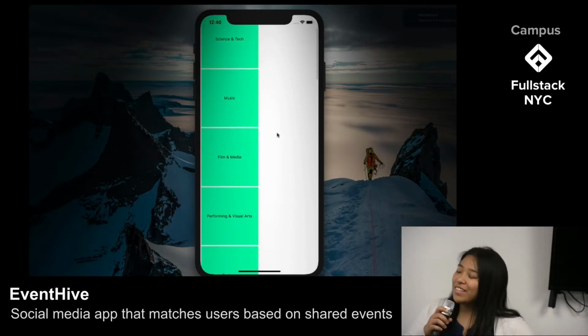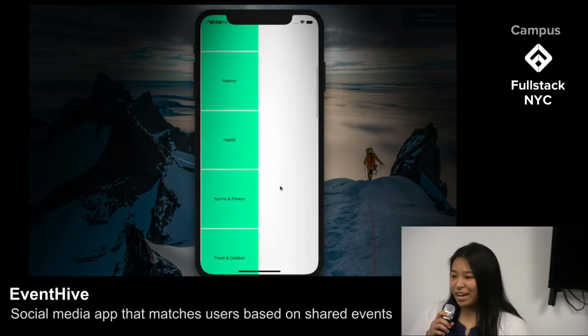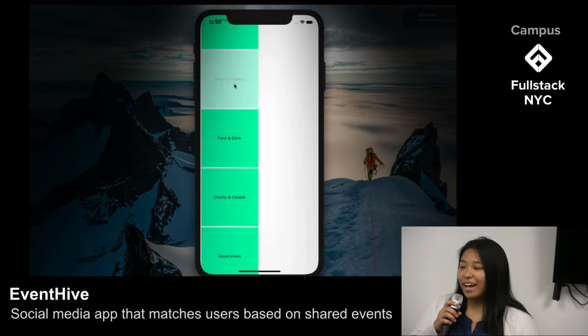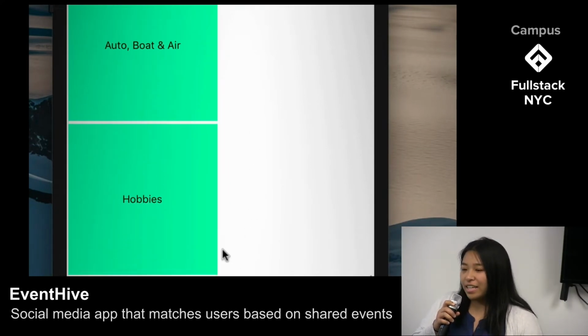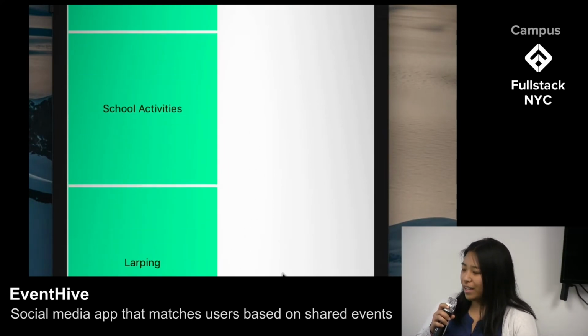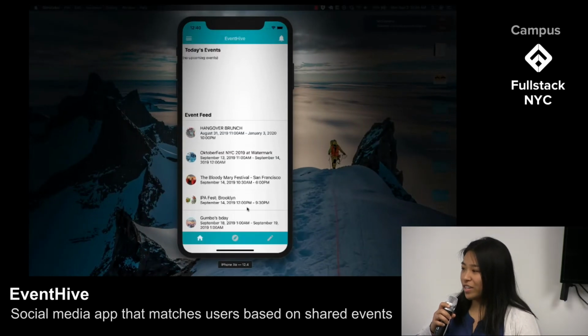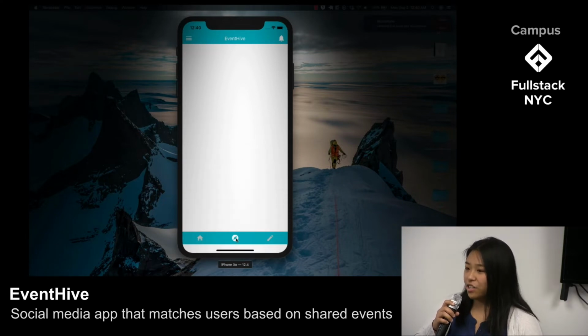Thanks, Johnny. So say my name is Beatrice and I'm new in town. I've decided to download EventHive and I sign in with my Google account. I see a list of categories that I could possibly pick and I choose a couple things that I might be interested in. Upon hitting the submit button, you'll notice that our event feed is now populated with events that pertain to the interests that I had chosen.